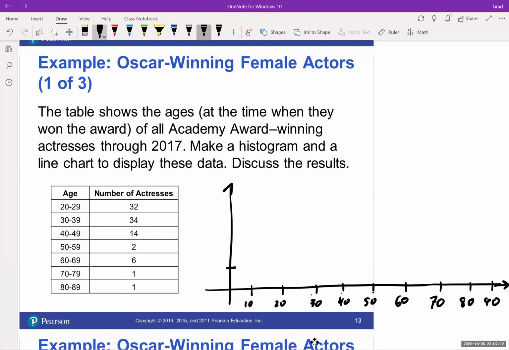So frequency is always the y-axis for histograms, okay? So let's go by tens, 10, 20, 30, 40. And again, the biggest value is 34, so we should be okay. So I'm just gonna go 10, 20, 30, 40, and let's call this our frequency.